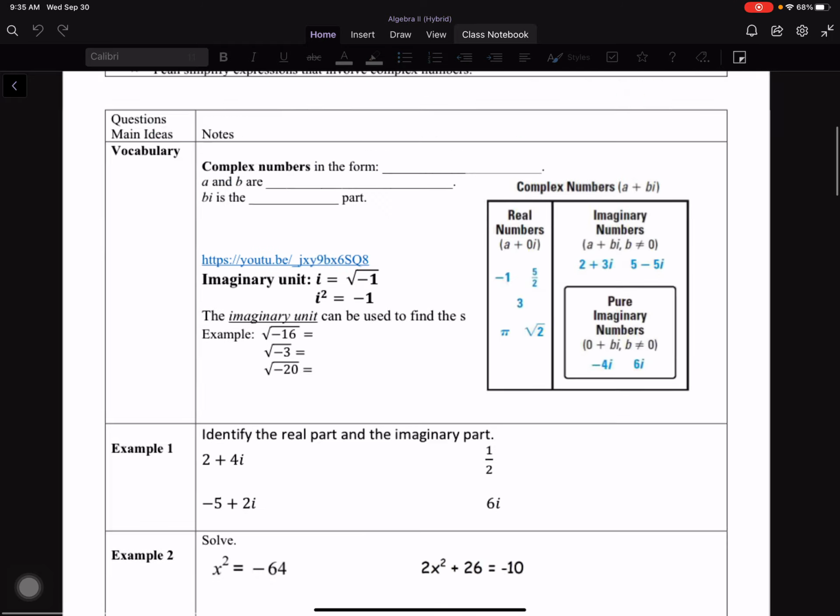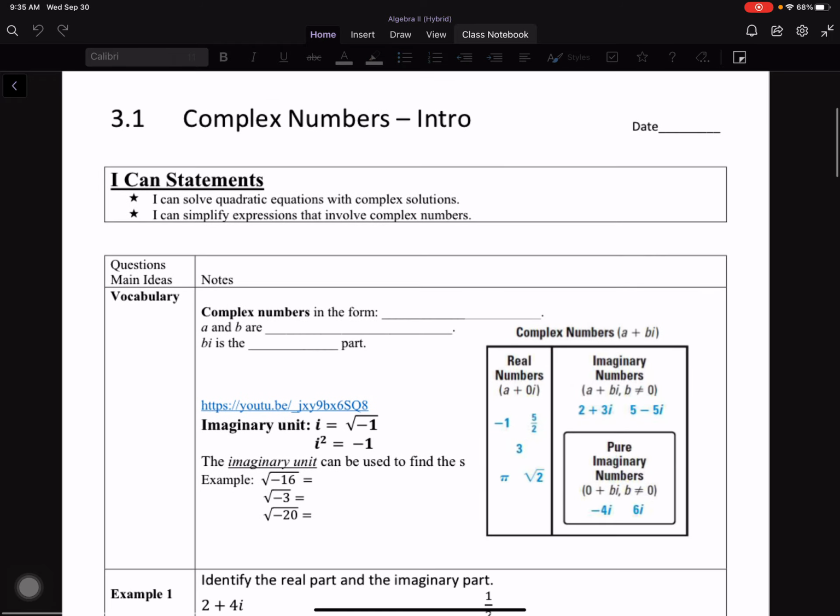All right, here we go with the beginning of Unit 3. We're talking complex numbers today. So if you thought math was difficult before, just wait. Now we're getting into complex numbers. I'm just kidding. This is actually pretty basic so far, at least to start here.